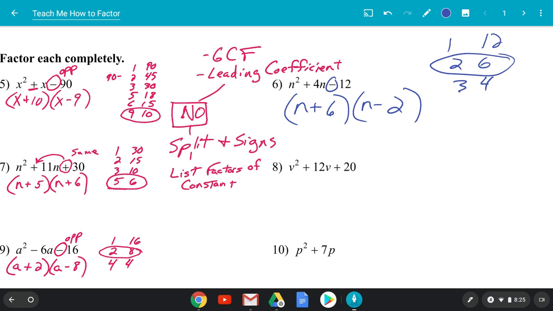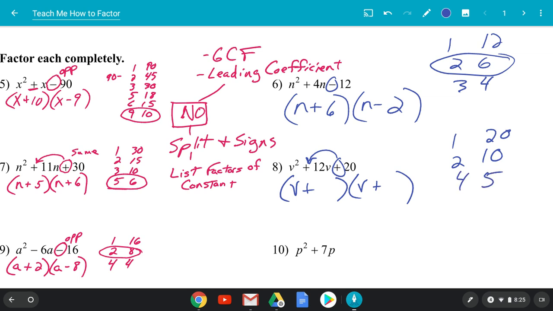Looking at number 8. Is there a GCF? No. Is there a leading coefficient? No. B in each. Signs are the same. Both positive. Factors of 20. 1 and 20. 2 and 10. 4 and 5. Which of those come together to get me a 12? 2 and 10. Does it matter which one goes where? Absolutely not.